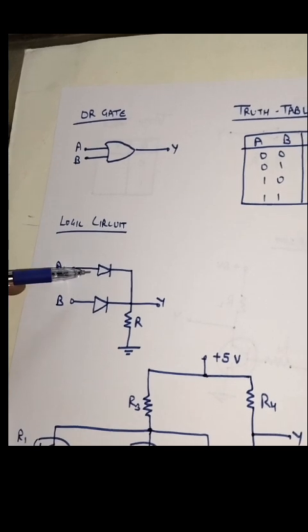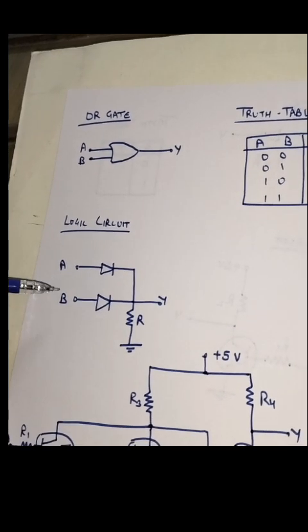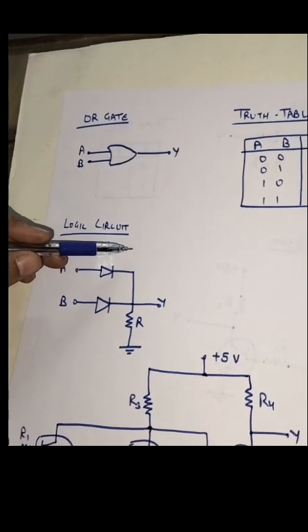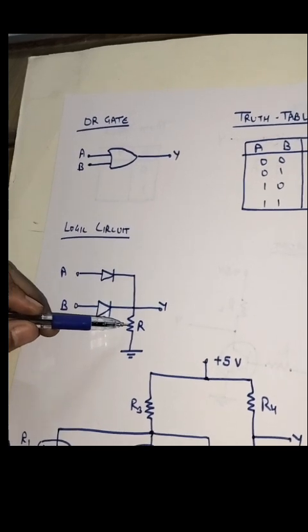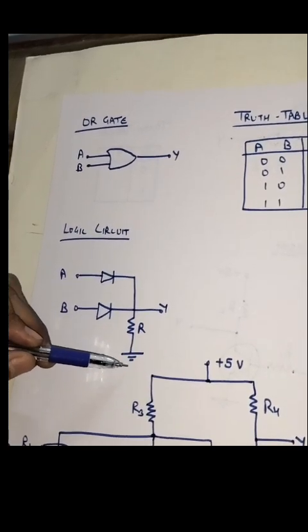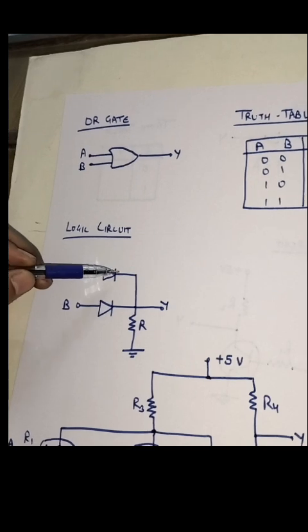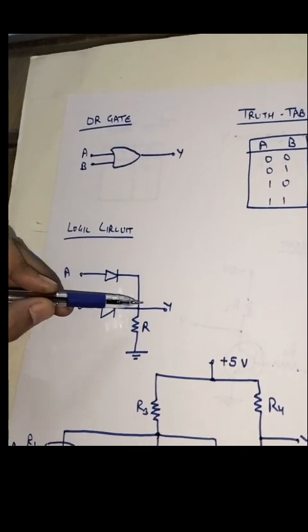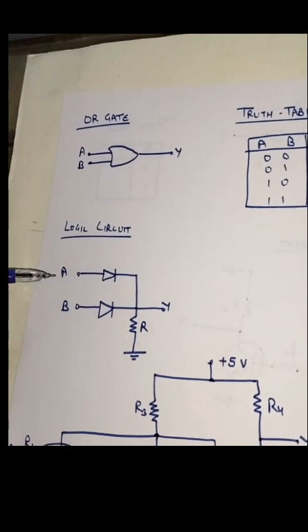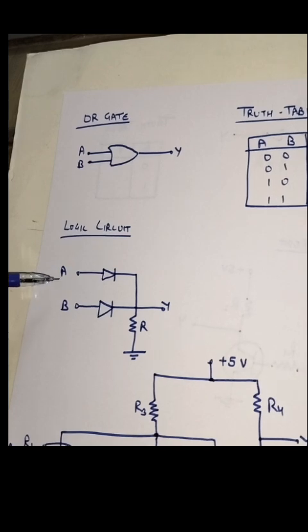Here you can see we have used two diodes only for two inputs A and B, and there is no VCC supply here. And here we have a resistor, and we have connected it further to the ground. And from the N side of both the diodes we have taken our output, which is Y. So in a similar way, this circuit will also work.